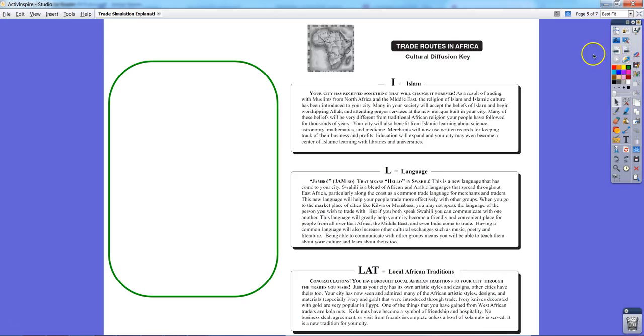Alright, so what do they mean? What does I mean? What about L and LAT? I also passed out this sheet that explains what each culture meant.